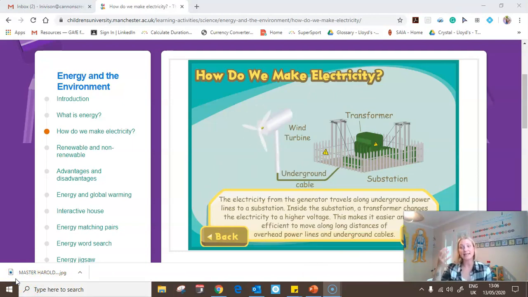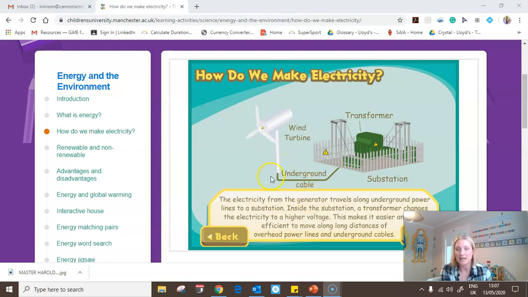How does that electricity that is being generated reach our homes? Here on the screen I have a wind turbine, but remember this could be a power station, a coal burning power station, or a nuclear power station, or a geothermal one. It could be any one of those primary sources being used to spin the turbine to make the generator move.